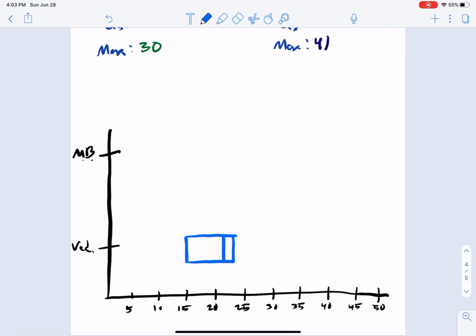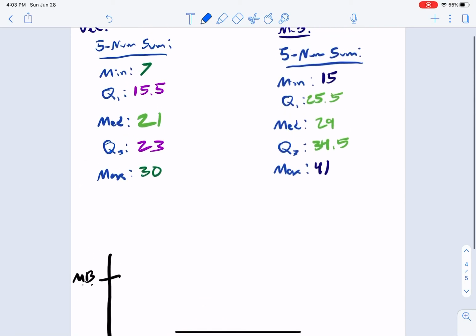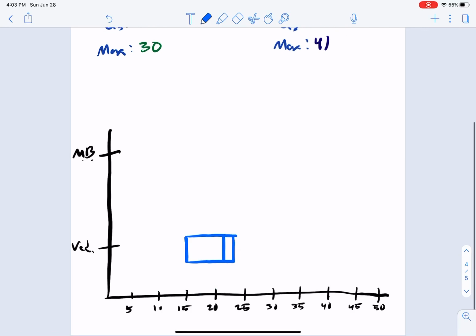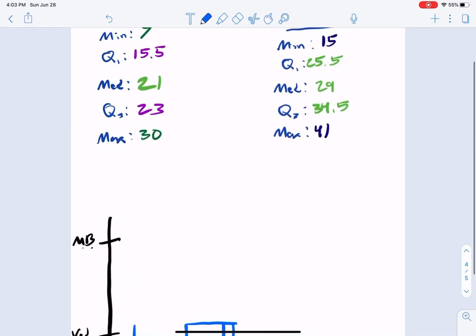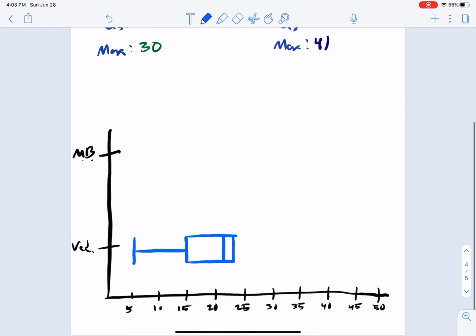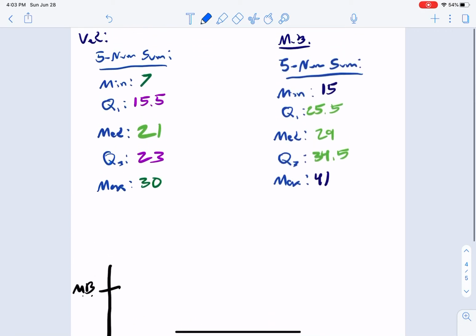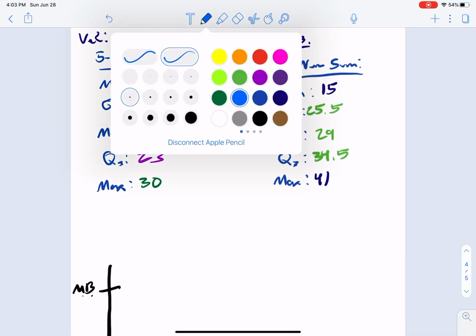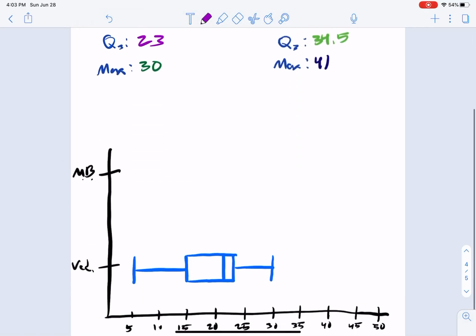Cool. And then, let's see, our minimum was 7, so it's way down here. Way down there. Connect. And then our maximum was 30. That's pretty cool. And then we'll connect that. Cool. All right, and then it's the same process. Same process for Medbo. We'll just use a different color here. We'll use this purple. I like that color.